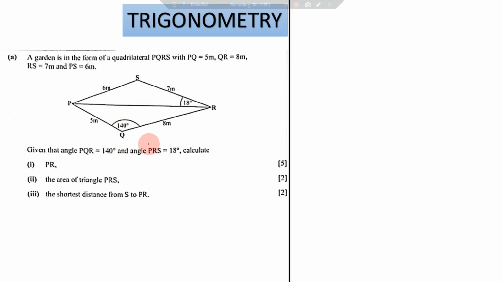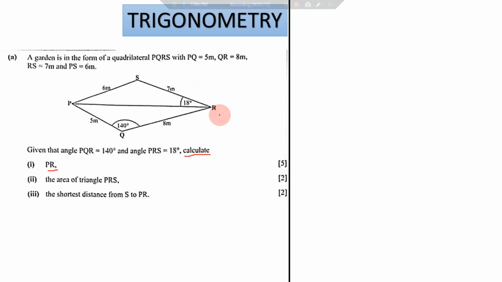Now let us look at the questions the way they are coming. The first question is saying calculate PR. So PR is a side. That's the first thing that you need to identify. They are asking us to find the side.